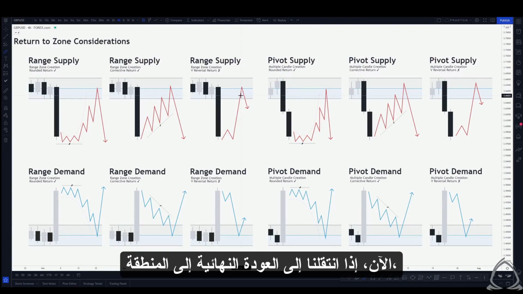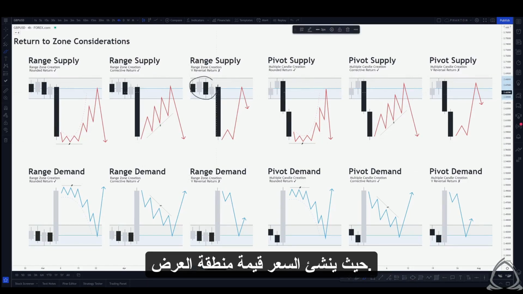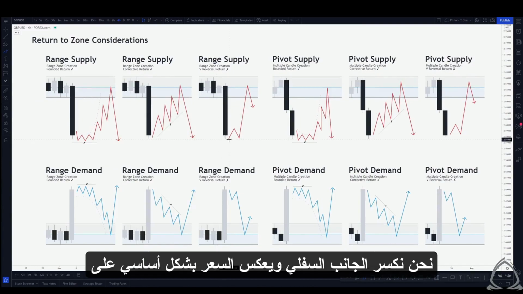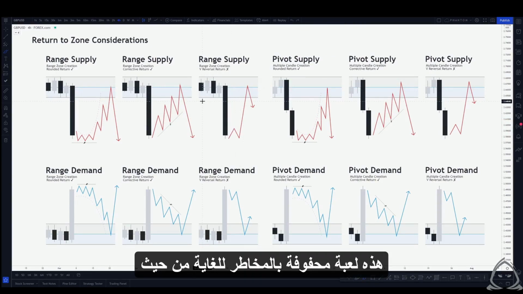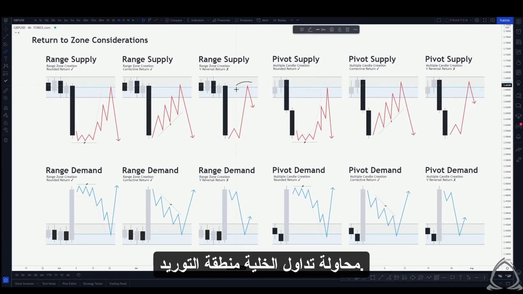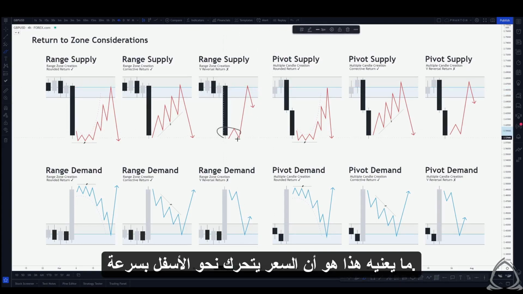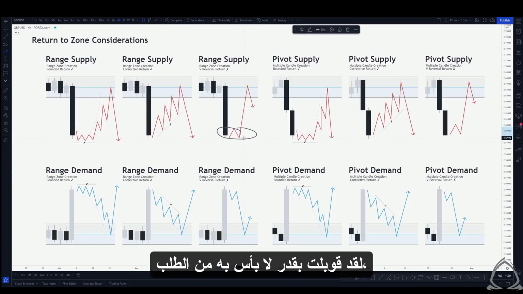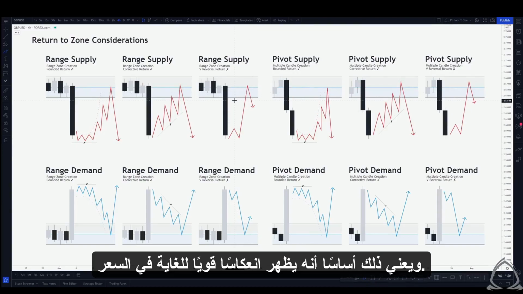Now, if we move to the final return back to the zone, we have a V reversal type return. And this is basically where price creates a supply zone. We break to the downside and price basically immediately reverses back into it. We create that V price action. These are a very risky play in terms of trying to trade the sell on the supply zone. What this is implying is price moved to the downside rapidly. It was met with a fair amount of demand that pushed price up extremely rapidly. And basically what that means is it just shows a very strong reversal in price.